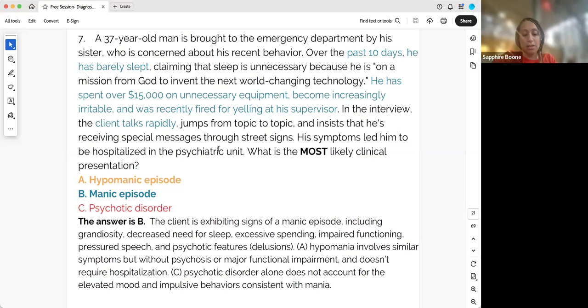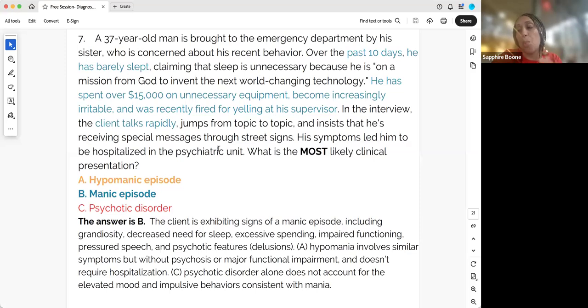Now, I do understand that psychotic disorder also has different symptoms that could go with this. Psychotic disorder is really an umbrella. When you think of psychotic disorders, you think of schizophrenia, schizoaffective disorder, delusional disorder. There's also a disorder called brief psychotic disorder, so that might be what you're thinking of. But psychotic disorder is more of an umbrella, a category of disorders, not necessarily a specific disorder.